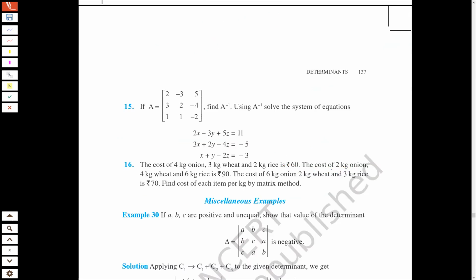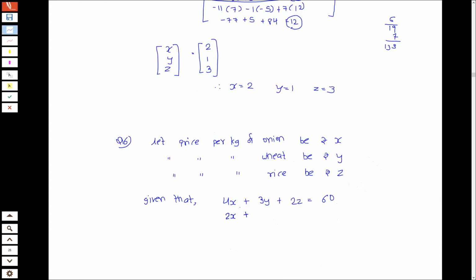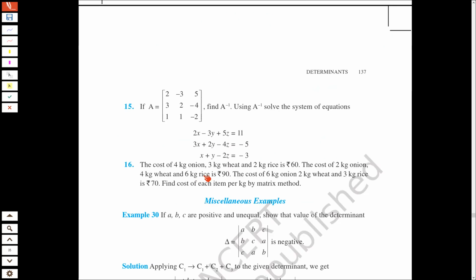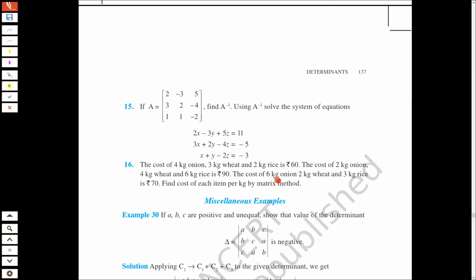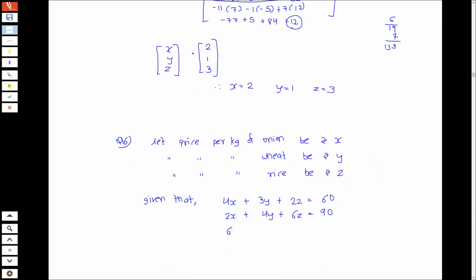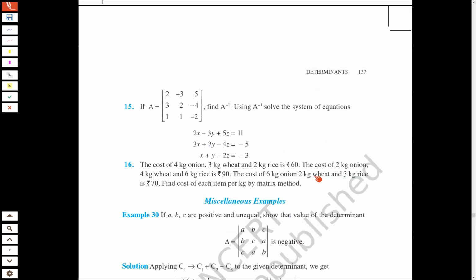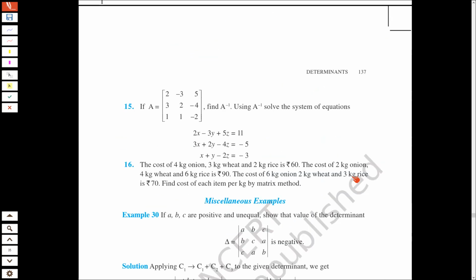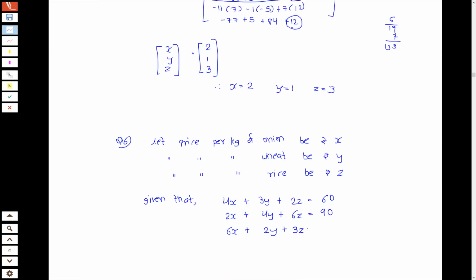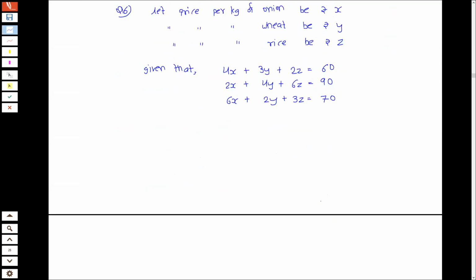Similarly, 2 kilo onion, 4 kilo wheat and 6 kilo rice will give you 90 rupees cost. Similarly, 6 kilo onion, 2 kilo wheat, and 3 kilo rice will cost 70. So this information they have given. Now we know how to solve this.